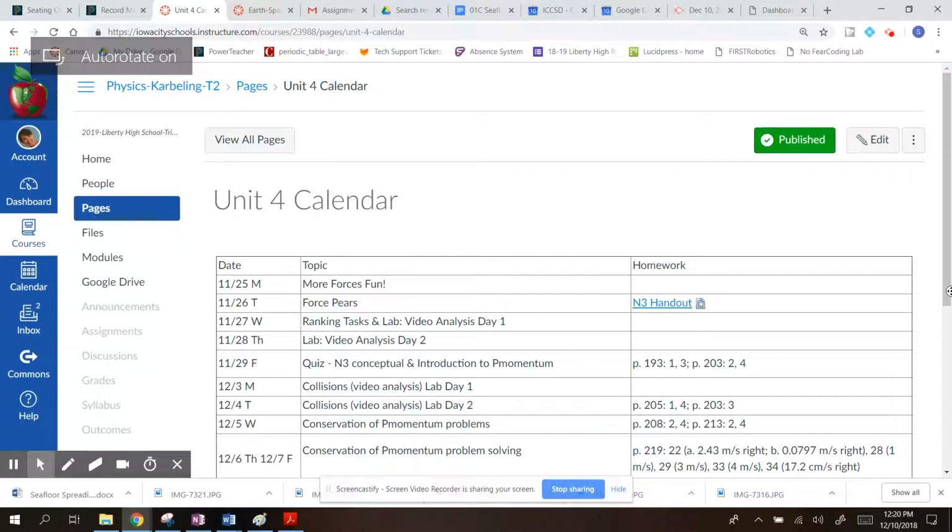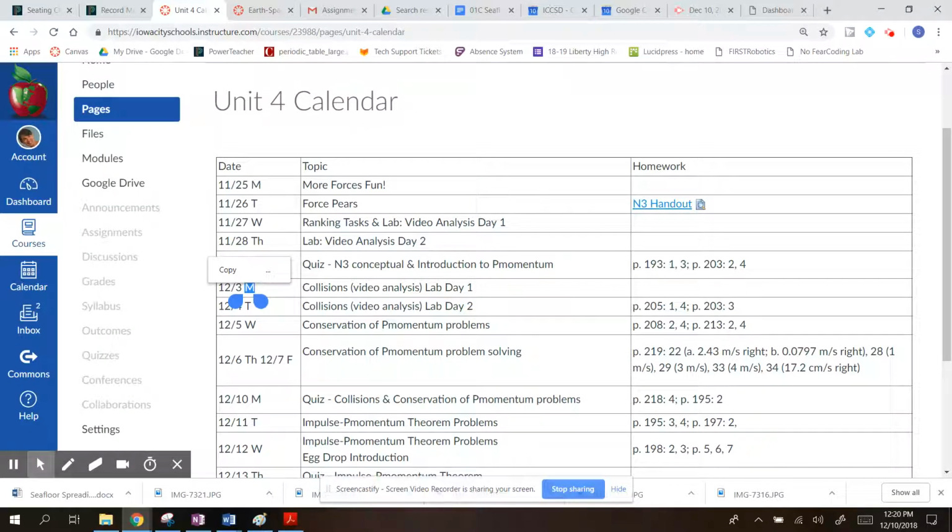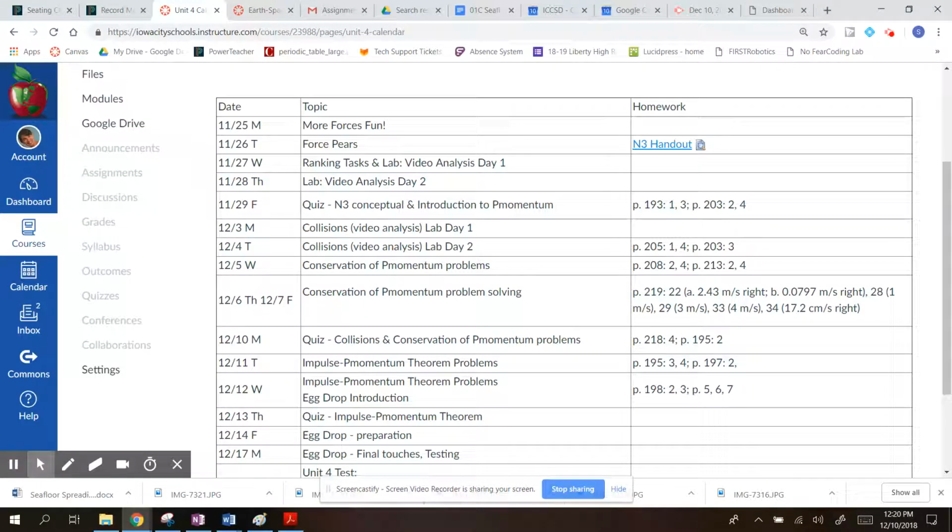First of all, a heads up for what we've got between now and, well, not quite winter break for us, but getting closer to it. On Canvas, I just updated the Unit 4 calendar. This is everything from Unit 4, and Unit 4 is the beginning of the trimester. We talked about Newton's laws, Newton's third law in particular. We talked about conservation of momentum, and then we've got one more concept that we're going to do.